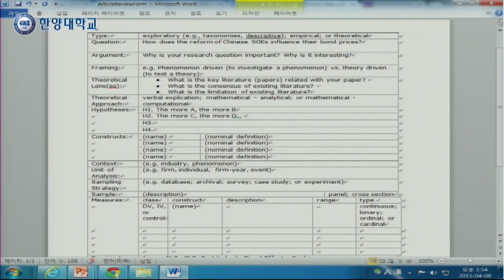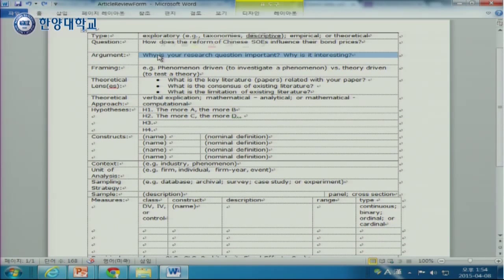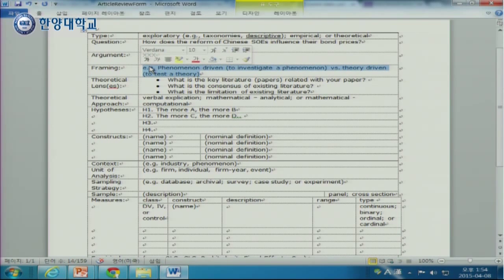Okay, this is your research question. And then your argument is, suppose you have an answer for this one. And then what? Is it inductive or deductive? Do you want to start from a premise? Because you don't know what happens to the bond price yet, because the reform is now. We are planning the reform. So I think it would be theory driven then.